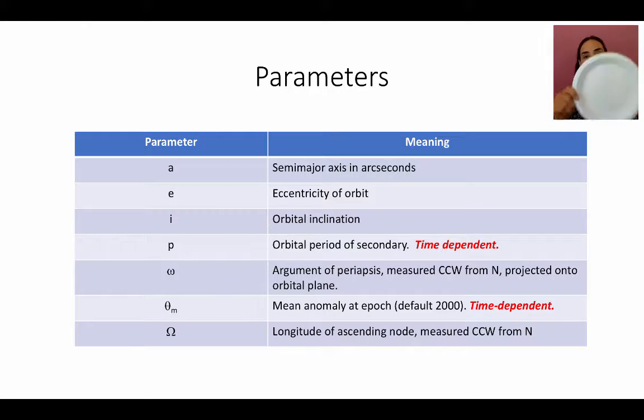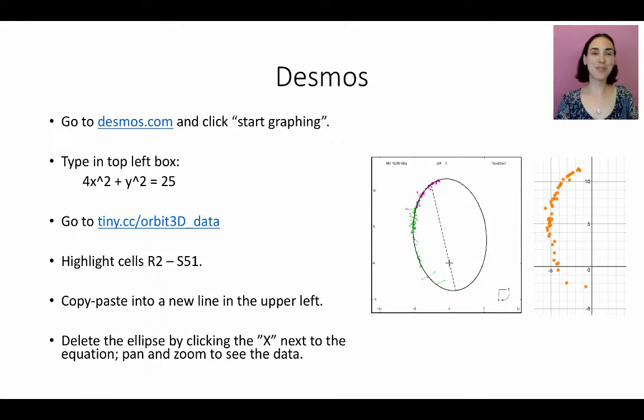So even a perfectly circular orbit would look oval if it were inclined relative to our plane of sight. And I is the parameter that describes how inclined it is. And P is the orbital period, how long the secondary takes to complete one full circuit of the primary. These last 3 parameters, the Greek letter ones, are somewhat mysterious, but we'll explore those a little more using Desmos.